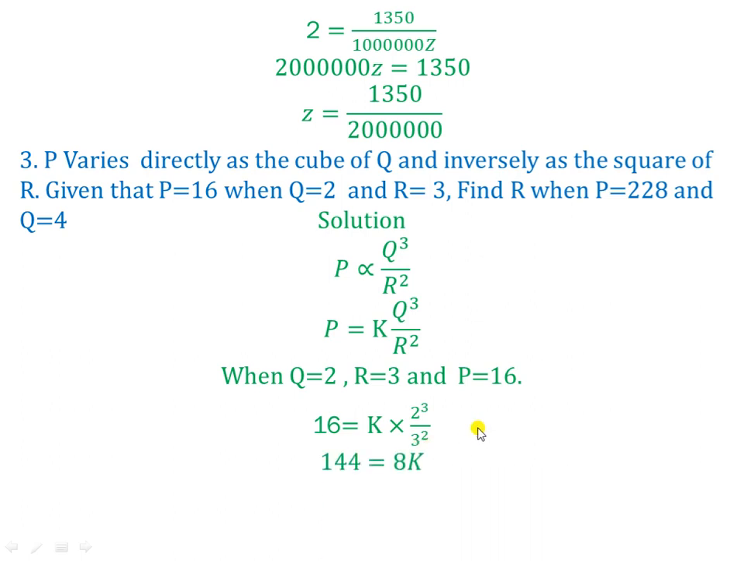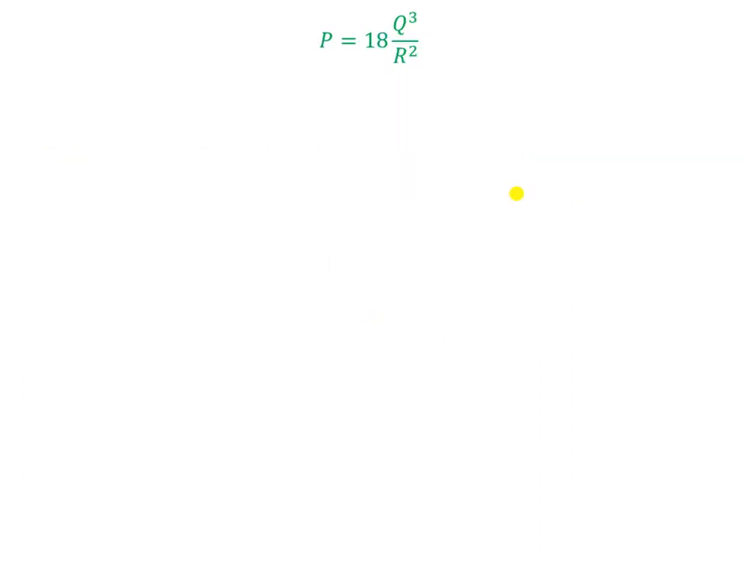But this can be simplified by simply cross multiplying. When you get 16 multiplied by 3 squared, which is 9, you will get 144. And when you get 2 cubed, you get 8, which multiplies itself by k to give us 8k. Then by getting the value of k, we shall get it as 144 out of 8, which gives us 18 as the value of k. After getting the value of k, we simply go back and substitute it in our original equation here. And that gives us P is equals to 18 Q cubed out of R squared.